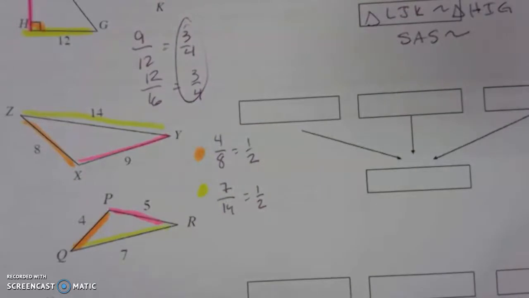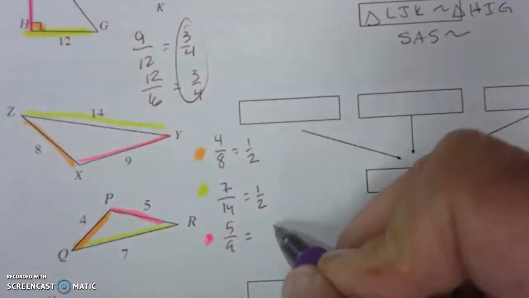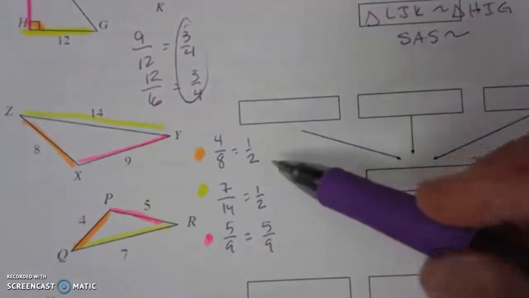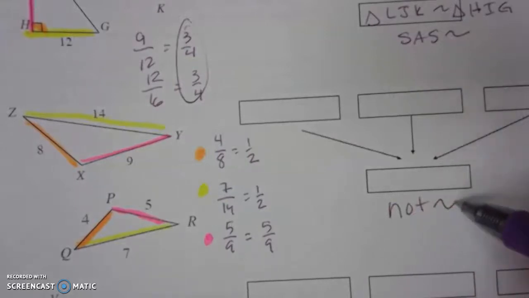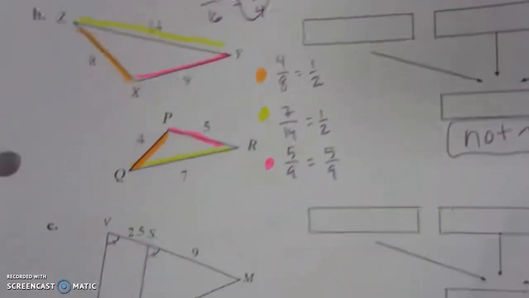And then for my last one, oh, is pink. Let's get the right colors. The last one is pink, and that one is 5 over 9, and 5 over 9 doesn't reduce to 1/2, it stays 5 over 9. So I don't have all three sides proportional, so I would just write not similar. That would be my reason for that one. Let's look at the next one.